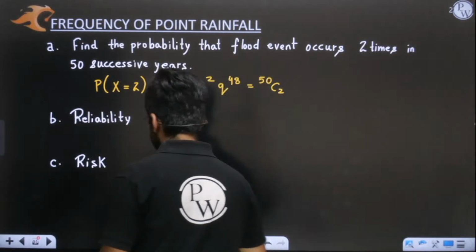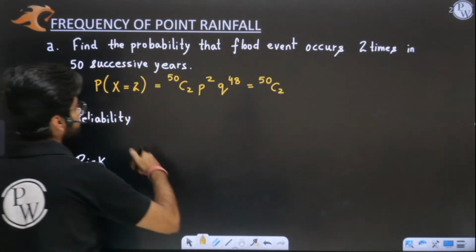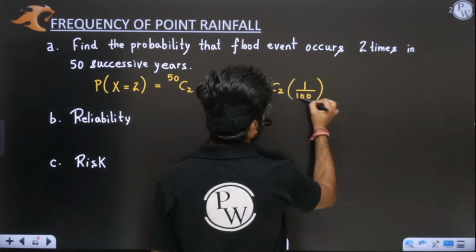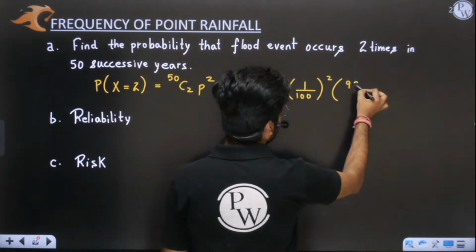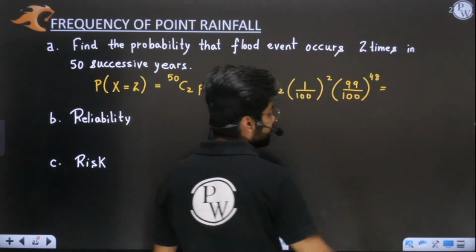50C2, P is how much? Sir, P is given to me as 1 by 100. Okay, you can see it from here. P is given as 1 by 100, so 1 by 100 power 2, and Q power 48. Try to evaluate it and tell me the answer.